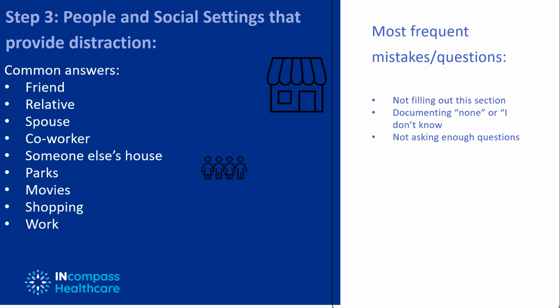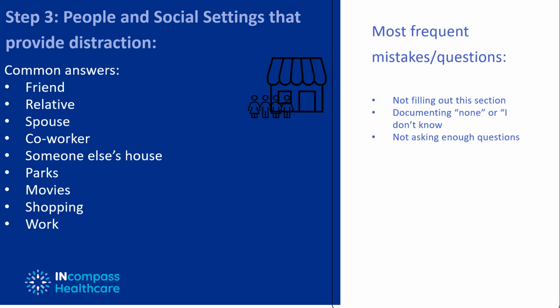And then we will have step 3, people and social settings that provide distraction. Some of the common answers we're going to hear are things like friends, relatives, a spouse, coworker, someone else's home, a park, movies, shopping, work, partners. And some of the frequent mistakes that we'll see are things like not filling out the section, again documenting none or I don't know, and not asking enough questions.